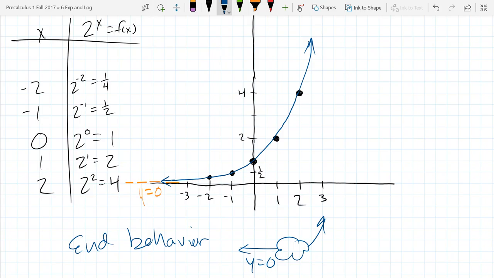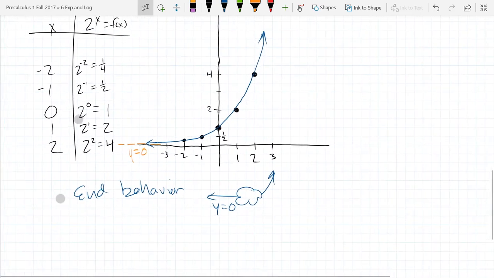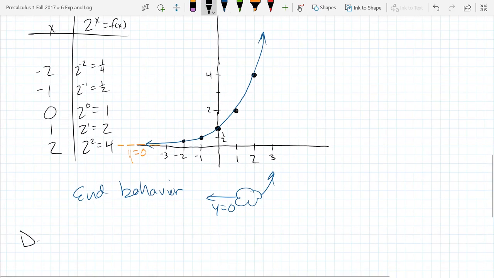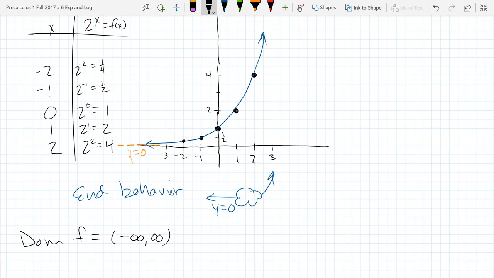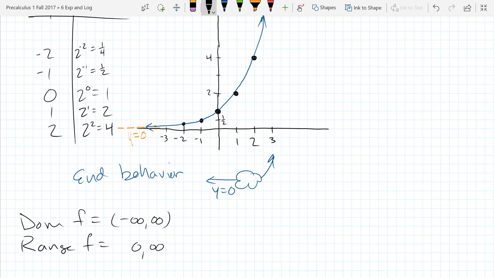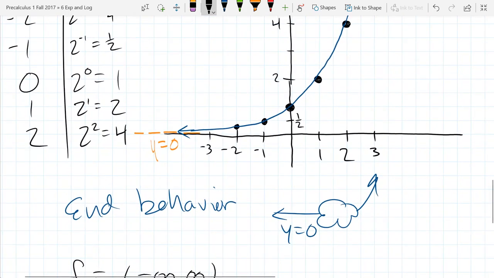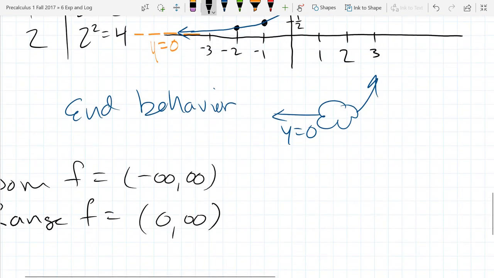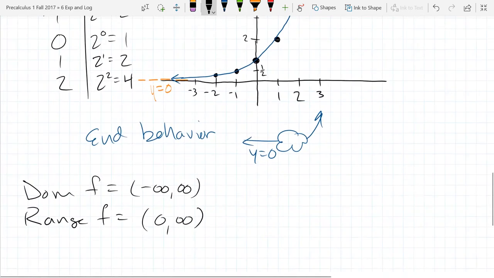This function right here is pretty clearly increasing, so it's 1 to 1. If you picked any y value on the graph, it comes from one x value, with the exception that you can't have y values of 0 or negative. So we'll write the domain and the range down for this function. The domain is everything. The range is definitely not everything. So the range goes from 0 to infinity.